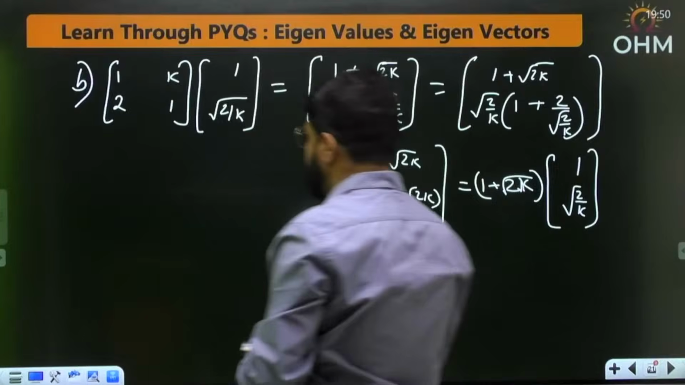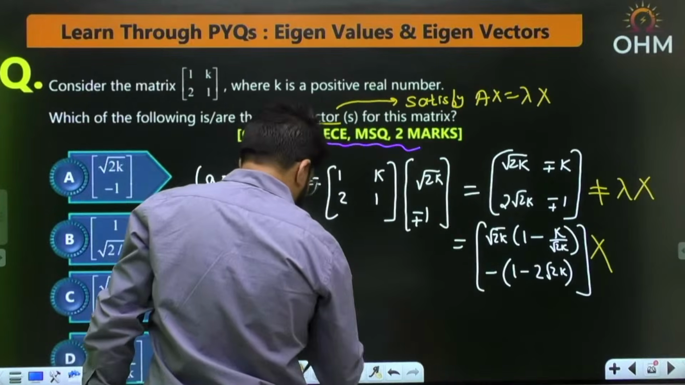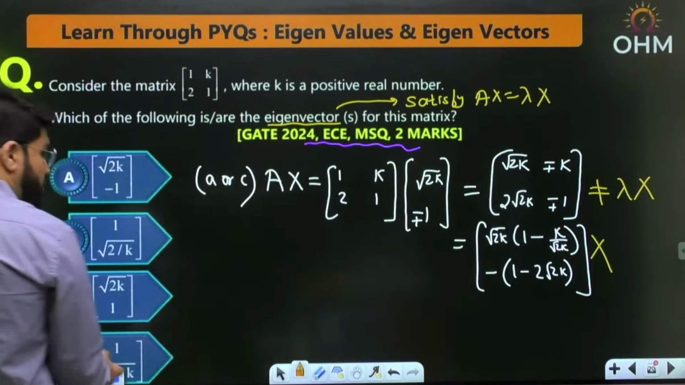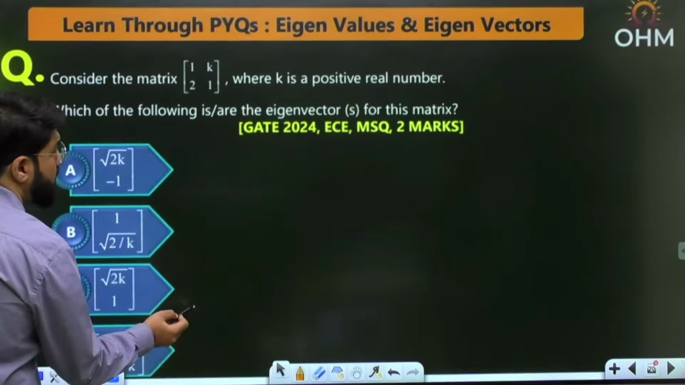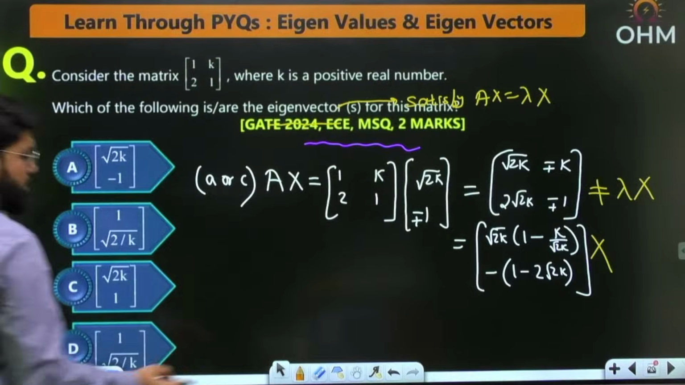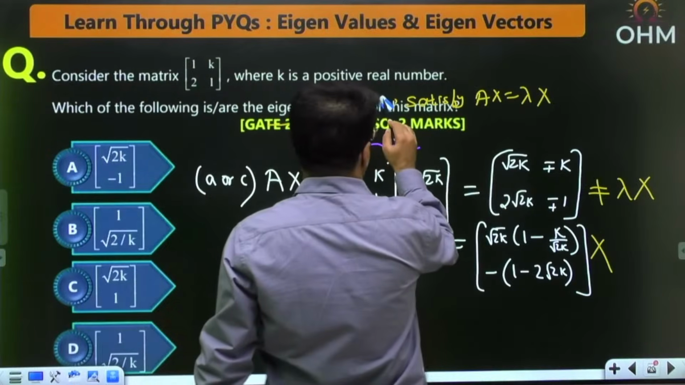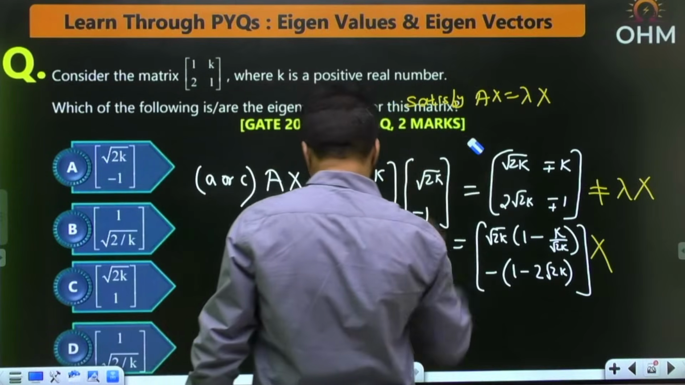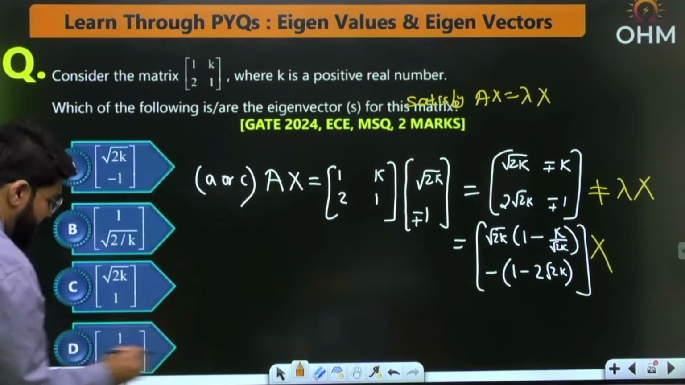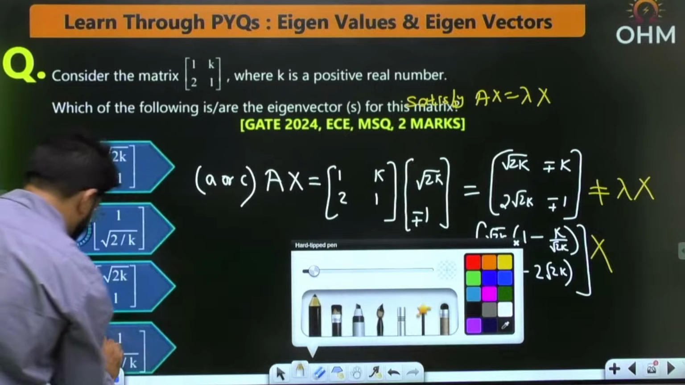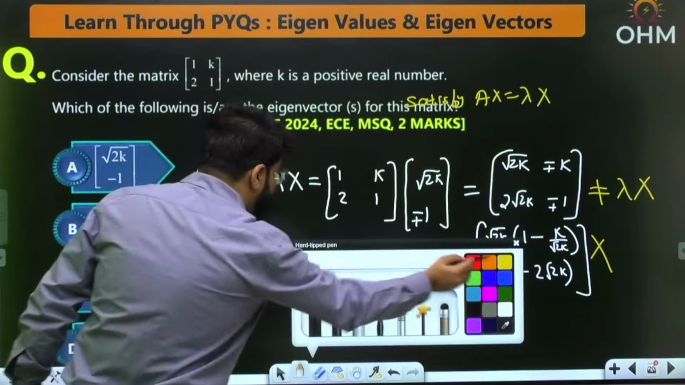C is not correct. Then D option, I think there is a typing error here. What is there in the D option? 1 and root 2 by k, and this is, I guess, minus 1. I think there's a typo coming up here. B and D actually both will be correct.